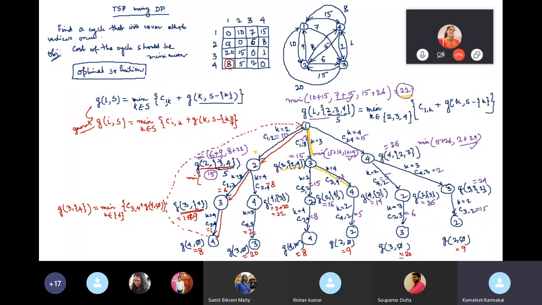From vertex 4, this value is 14. So 14 minus 5 is 9. So this value is again 9. So this is in your path. From this vertex, in your optimal solution, you have to return to the starting vertex.